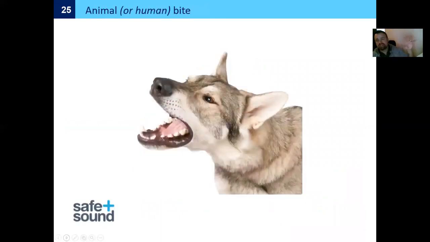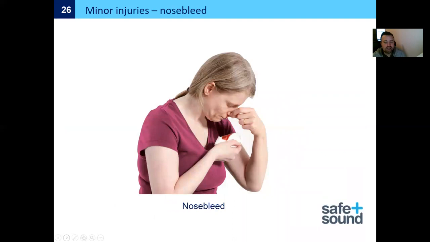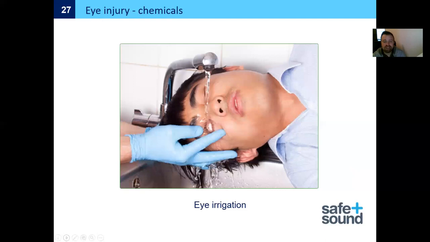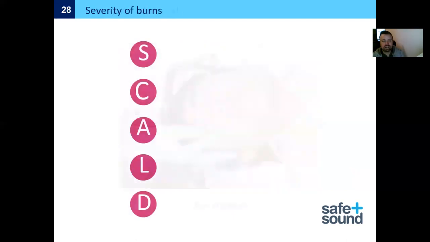Again, we would treat as we do, so we can apply the dressings on, and again, think about tetanus and all that lot. Nosebleeds, just tilt the head forward, get them to pinch the nose. And then eye irrigation, so anything in the eye, we're going to tip under cold running water and rinse away from the other eye. So again, that's a great way of dealing with that.